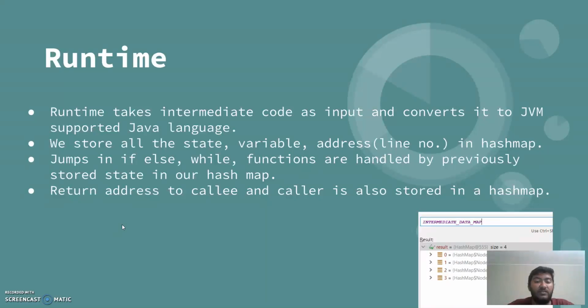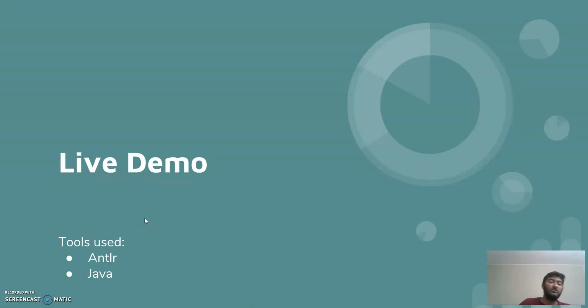Also, in the function we have the caller and the callee. So basically the caller calls the callee, and then we have to change the address. To figure out what address to go to and what address to come back to, we use our hash map so that we can keep track of whether to go and whether to come back. So let's move to the live demo. The tools in the project which we use are ANTLR and Java, and let's go to the demo.